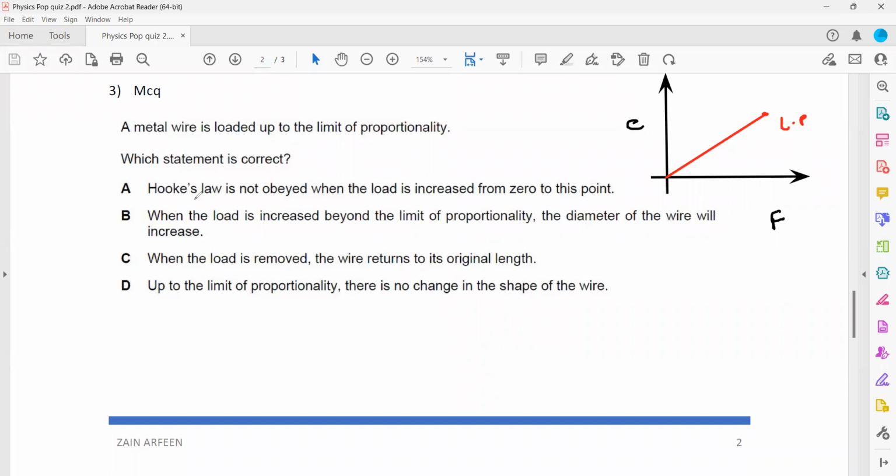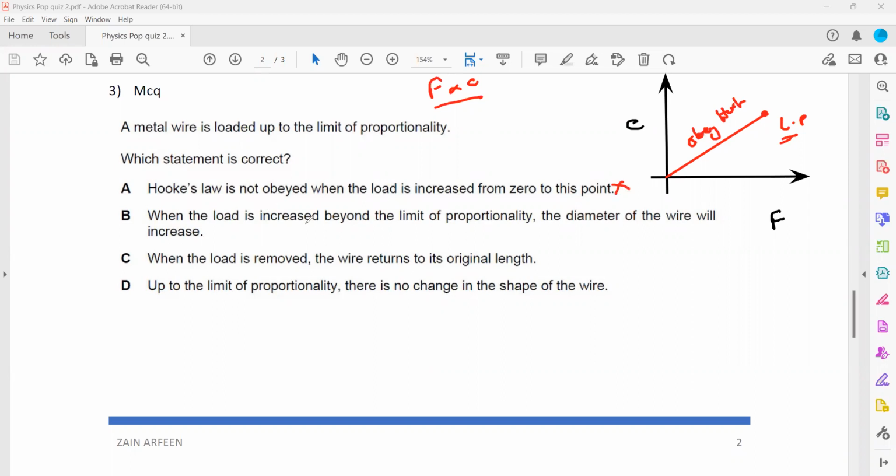So if we check the options, what is Hooke's law? It states that force and extension are directly proportional. Hooke's law is not obeyed when the load is increased from 0 to this point. Note, from 0 to this point, till the limit of proportionality, it obeys Hooke's law. So this statement is not correct.